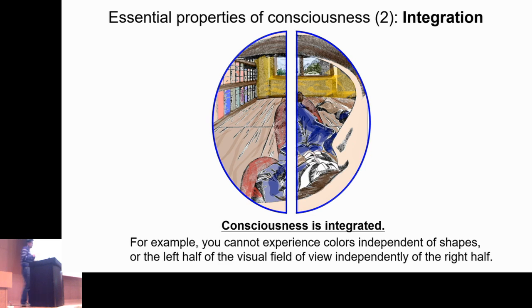So as you know, for example, the right half of the visual field goes to the left brain, and the left half of the visual field goes to the right brain. But our experience is the whole thing, combining this information, and no matter how hard we try, we cannot experience only the left or only the right. That's the meaning of integration.